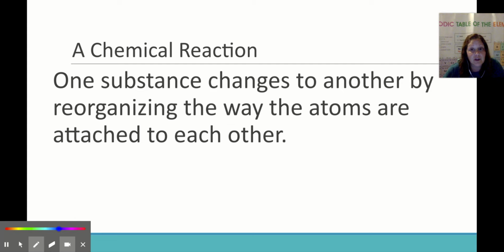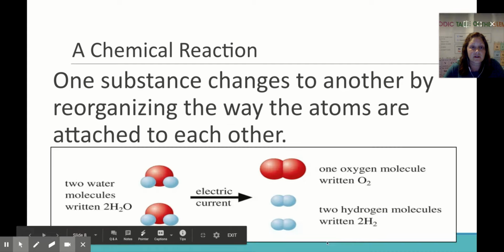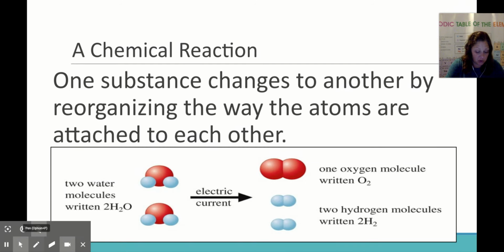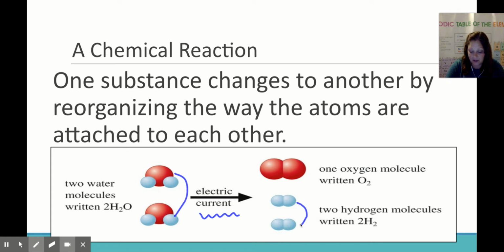We know that chemical reactions happen when one substance changes into another substance by rearranging the way that the atoms are attached to each other. For example, if we take two water molecules and we electrify them, we will go from two water molecules to two H2 molecules and one oxygen molecule.